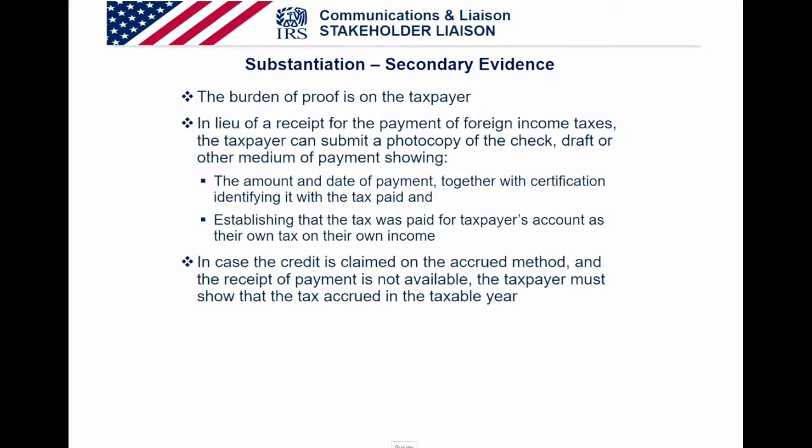If at any time the foreign tax receipts or foreign tax returns become available, what must the taxpayer do? Well, the taxpayer must promptly submit them to the IRS.